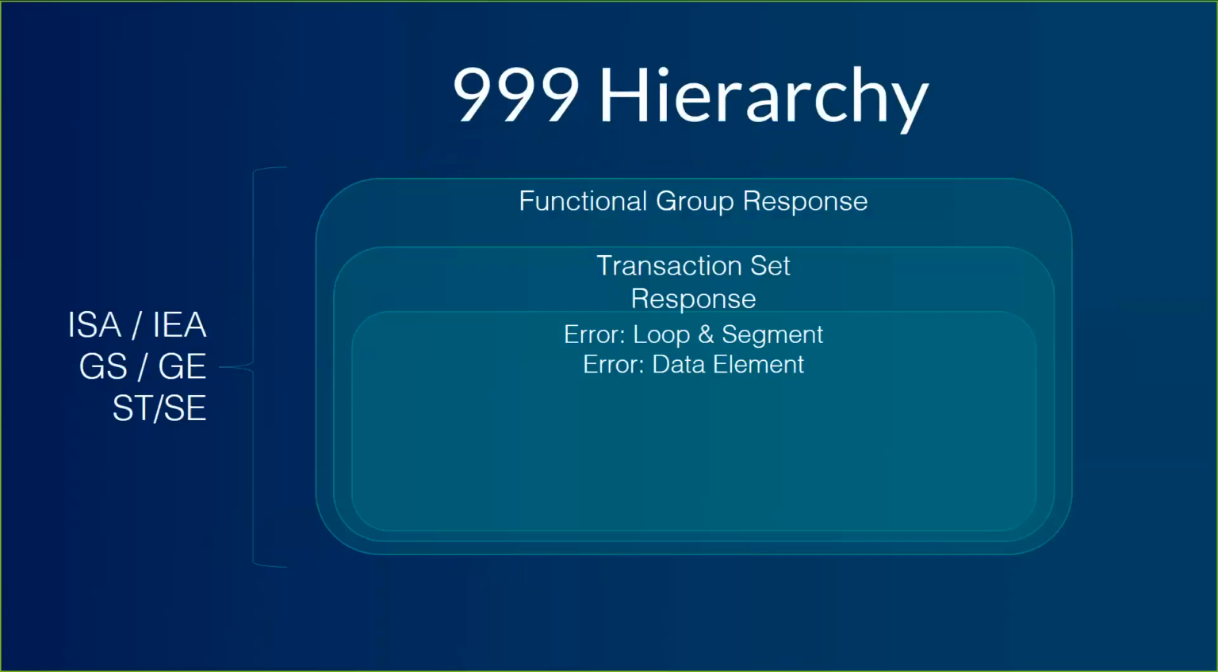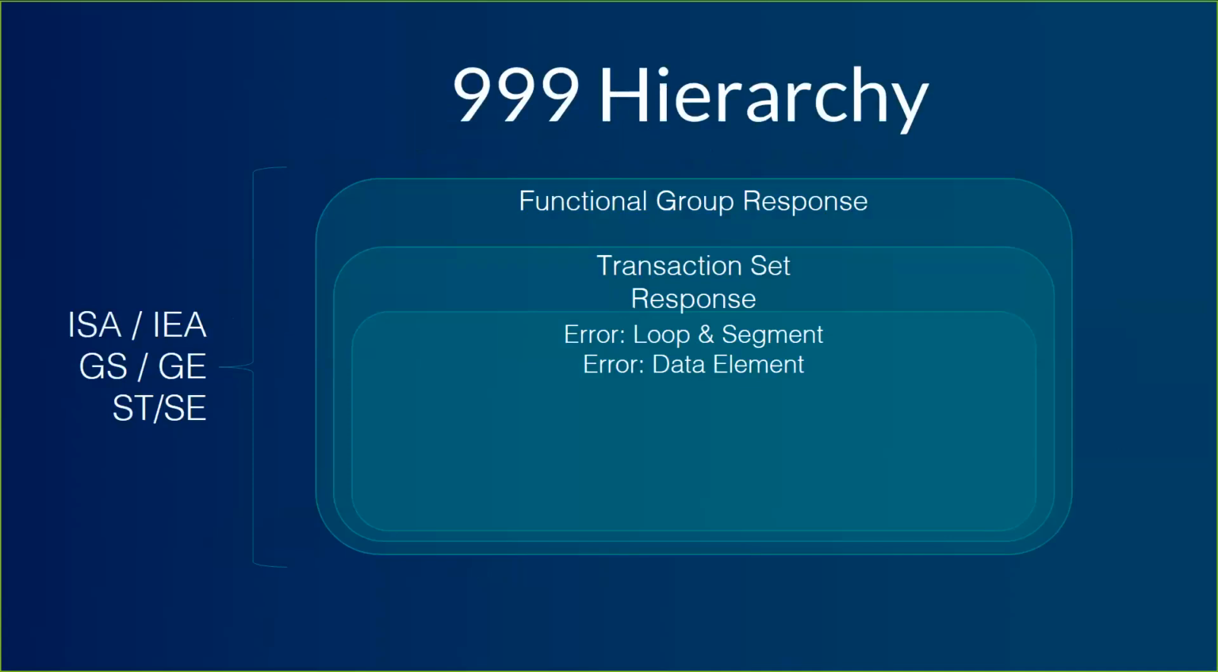What I've got here is a look at the 999 hierarchy, or the way that it's put together. It's a pretty simple transaction, all things considered. So I've only got 3 layers here, and some of these layers are even situational. Not all of them will be there all of the time. I also want to point out that all of these layers are inside of the transaction header and footer.